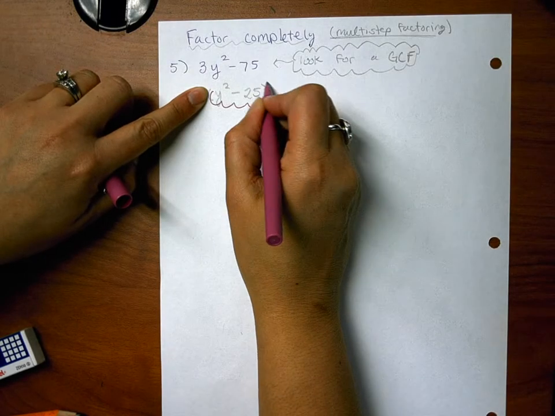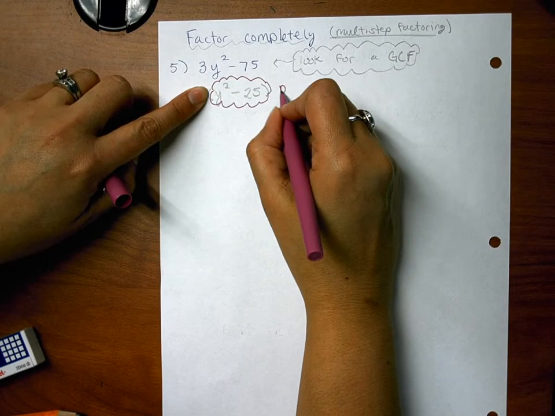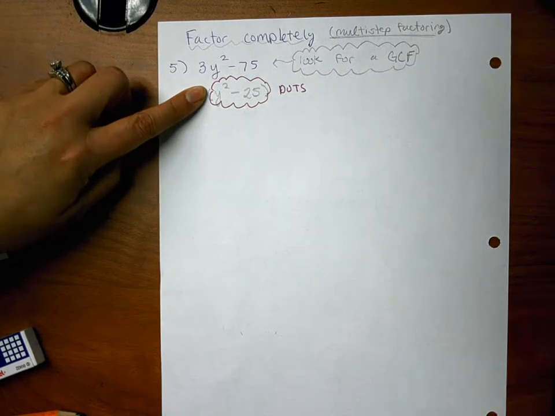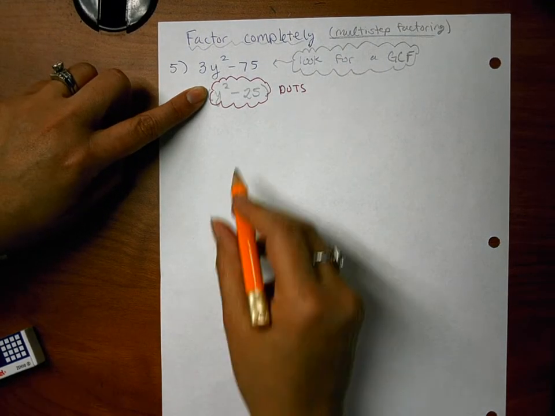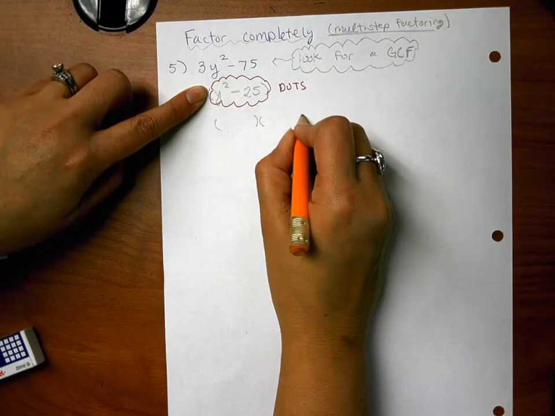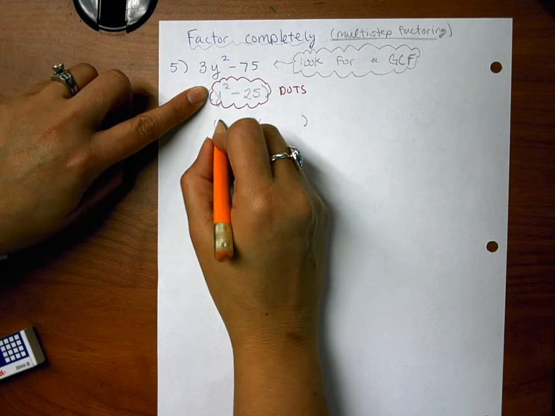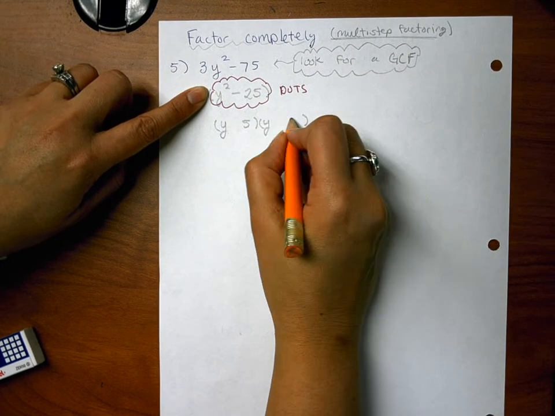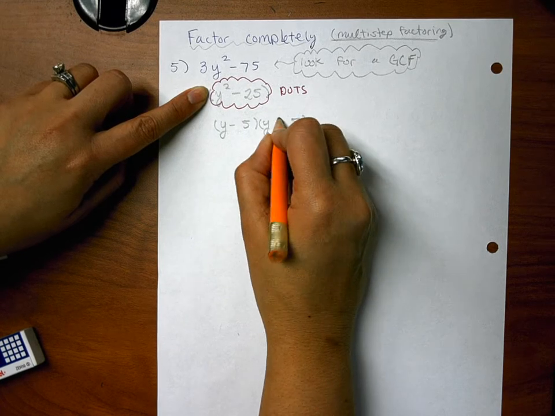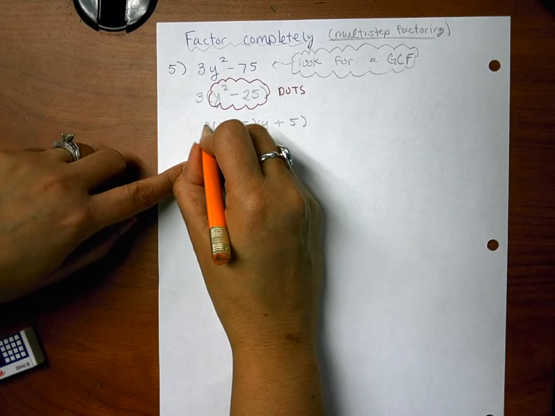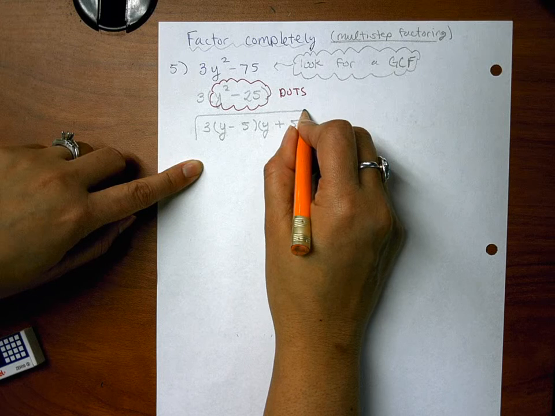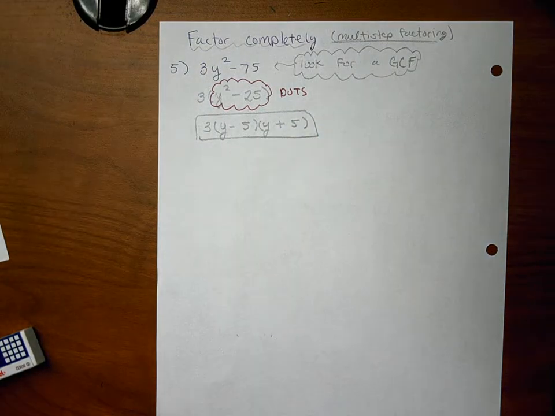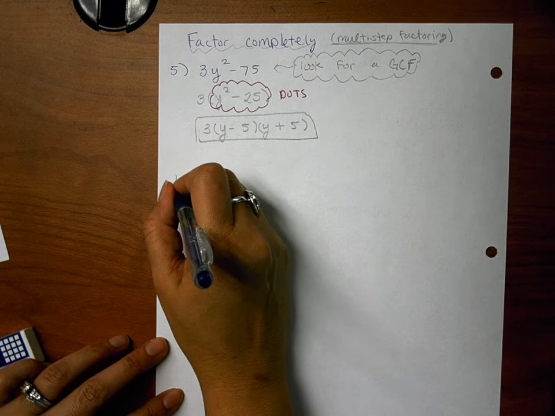And then you look at this piece right here. Ignore the 3. This right here is dots, difference of 2 squares. Do you see that? Y squared is a perfect square, 25 is a perfect square. There's a minus sign in between. What's the square root of y squared? Y. Y times y. What's the square root of 25? 5. 5 times 5 minus plus, or plus minus with the 3 out front. And that there is your beautiful answer.